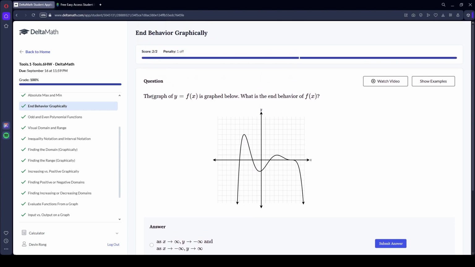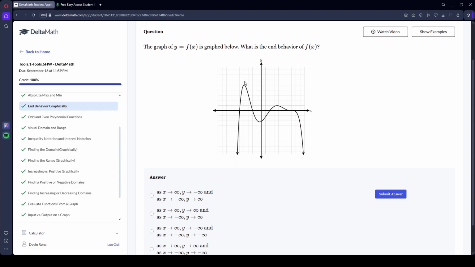Okay, let's see. The graph of y equals f of x is graphed below. What is the end behavior of f of x? Now you might be saying, what? What is an end behavior? Now, an end behavior is what we say is like the end of the graph, where it goes. At the end of this graph, it keeps on going off the graph, which means that it's going towards infinity because it keeps on going as a line should.